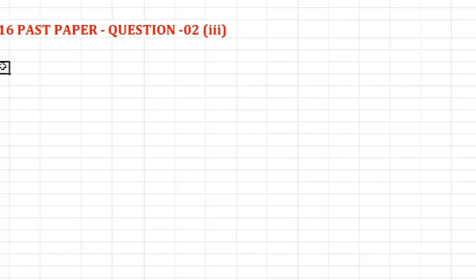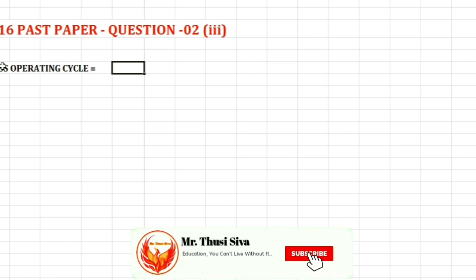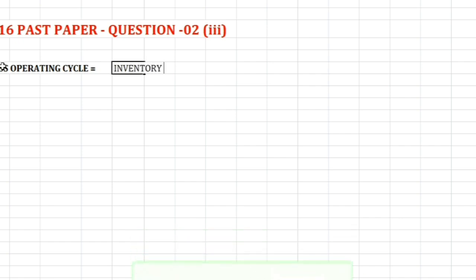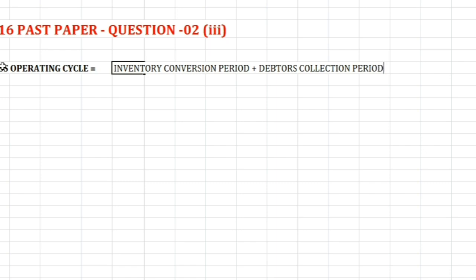So, the gross operating cycle equals inventory conversion period plus debtors collection period, or debtors deferral period. This is the equation for the gross operating cycle.